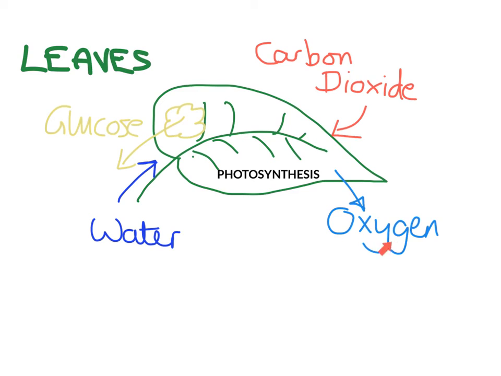The oxygen is a waste product, and that's put out into the air. That's really handy for us because we breathe it. The glucose is used by the plant to grow. It's also handy for us because we use that glucose as energy in our food when we eat plants.